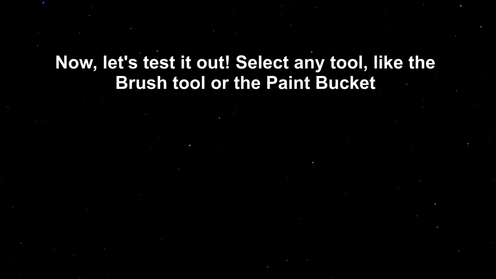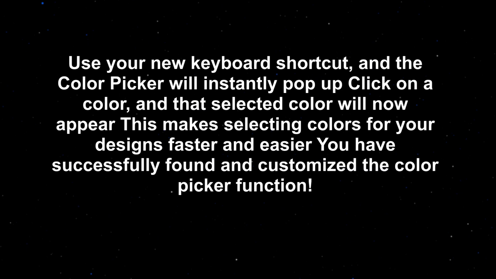Now, let's test it out. Select any tool, like the brush tool or the paint bucket. Use your new keyboard shortcut, and the Color Picker will instantly pop up. Click on a color, and that selected color will now appear. This makes selecting colors for your designs faster and easier. You have successfully found and customized the Color Picker function.